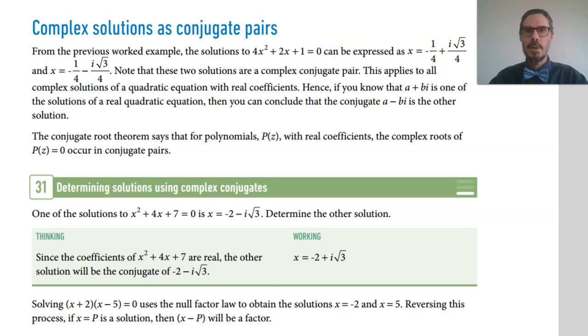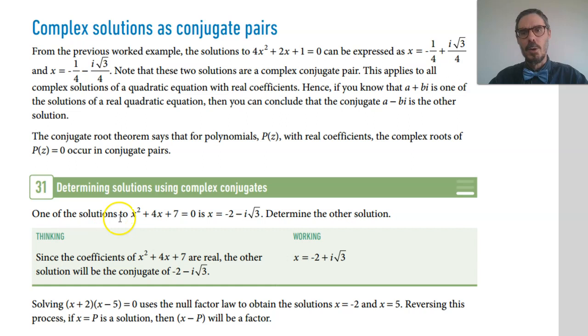Because we know that complex solutions to quadratic equations always come as conjugate pairs, if we know one of the solutions, we can always tell you what the other solution is, if they're complex, not real.